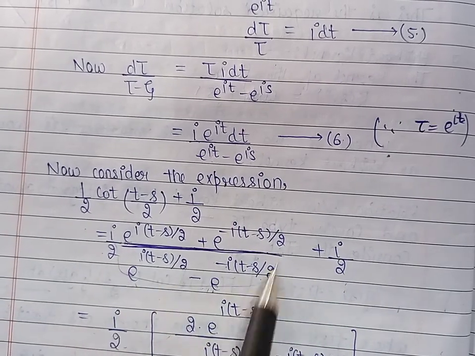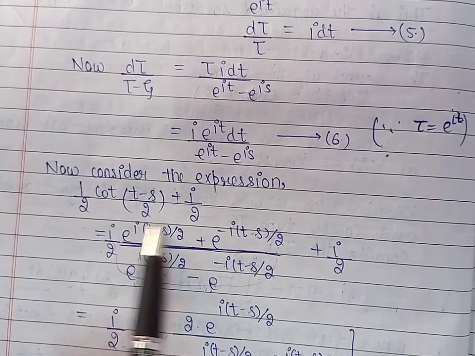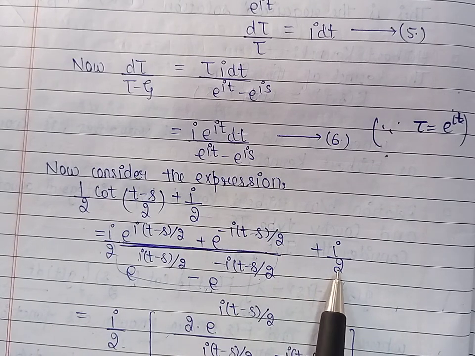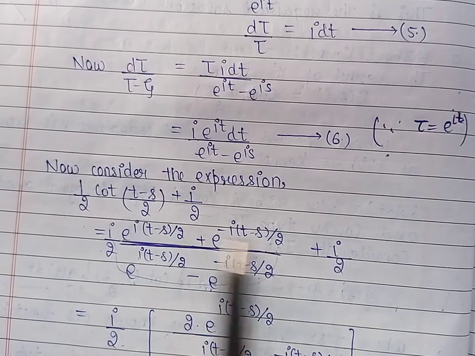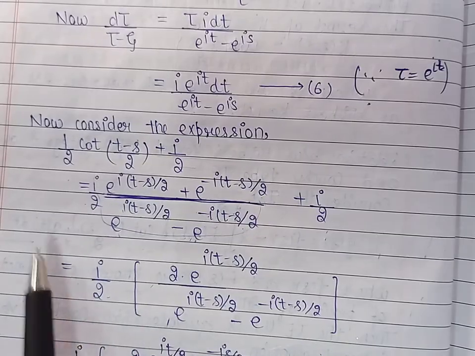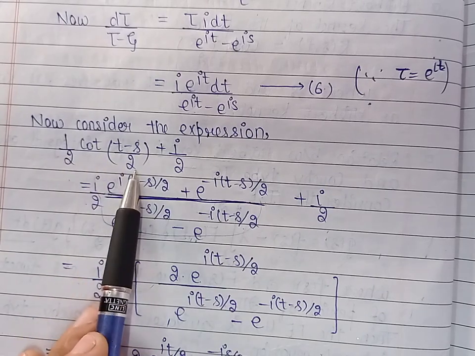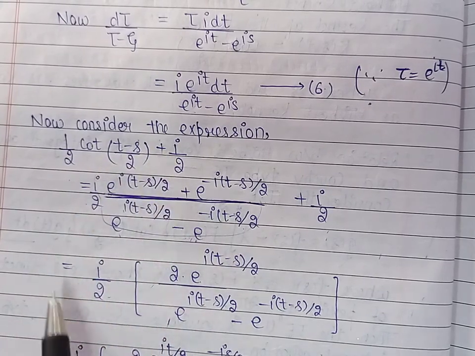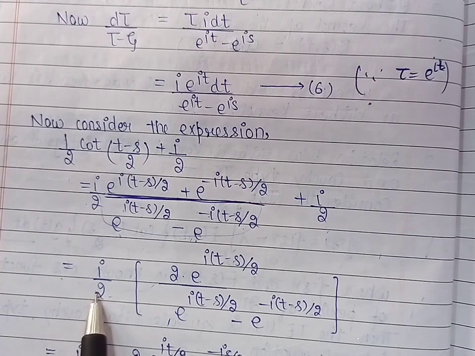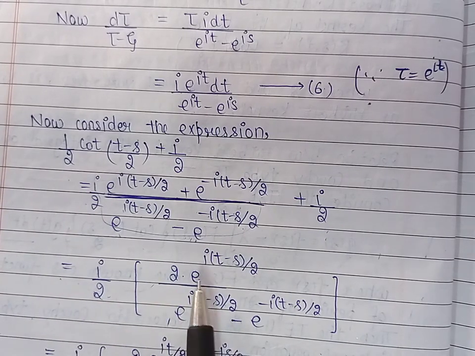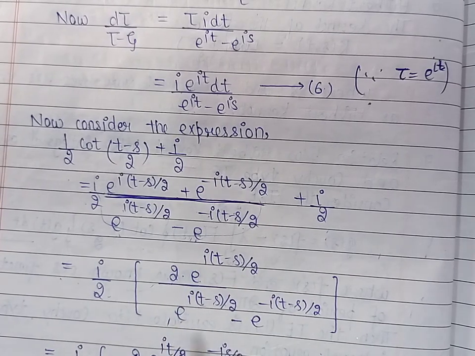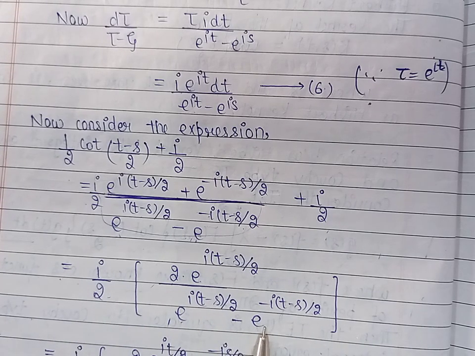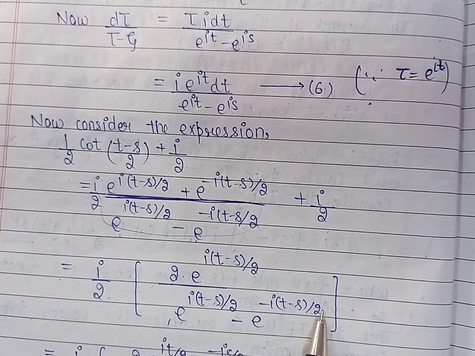This is a formula for cot of (t minus s)/2, and the term iota/2 that we have taken as it is. Now we can take iota/2 common, and taking the LCM inside, we get 1/2 into cot of (t minus s)/2 plus iota/2 is equal to iota/2 into 2 times e raised to the power iota (t minus s)/2 divided by e raised to the power iota (t minus s)/2 minus e raised to the power minus iota (t minus s)/2.